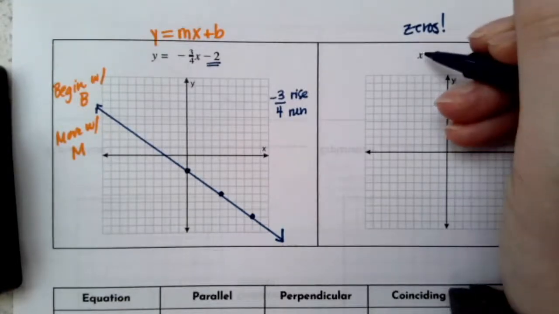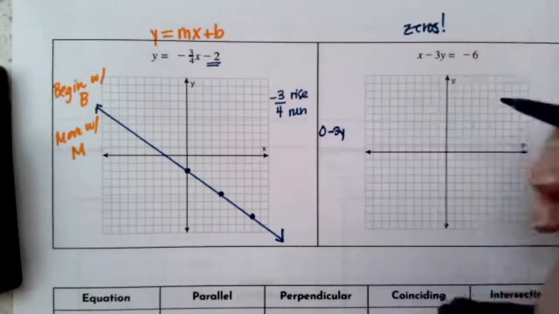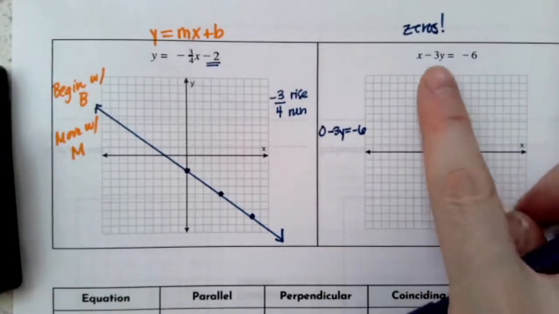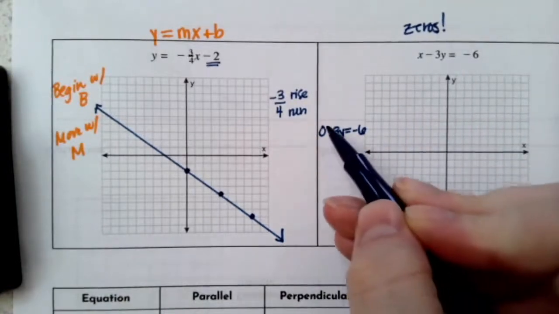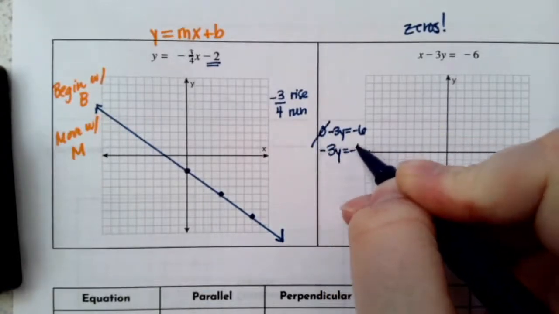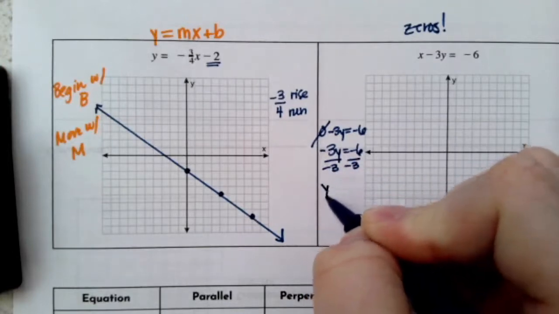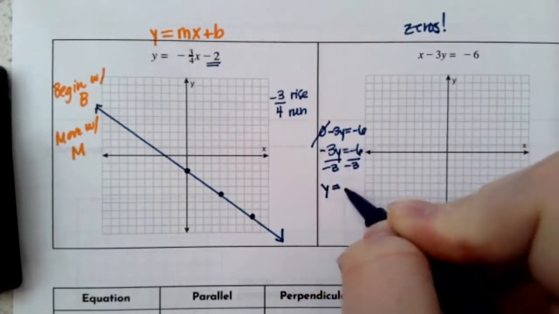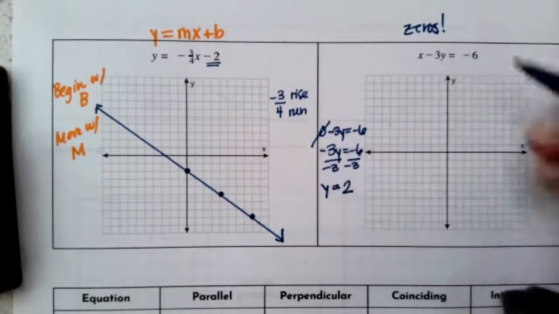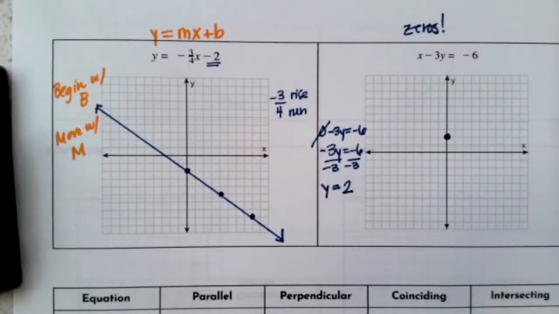And so if I plug in 0 for x, I have 0 minus 3y equals -6. And so then my 0 part just cancels, and we're left with -3y equals -6, and we get to divide. So we get y equals, be careful with negatives, that's a +2. And so if it's y equals +2, it goes on the y-axis, and we have a dot.